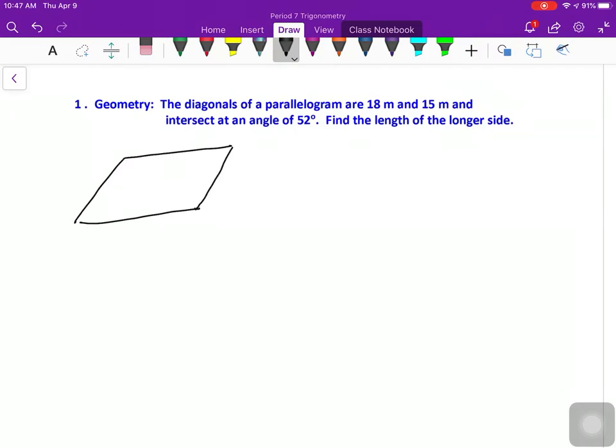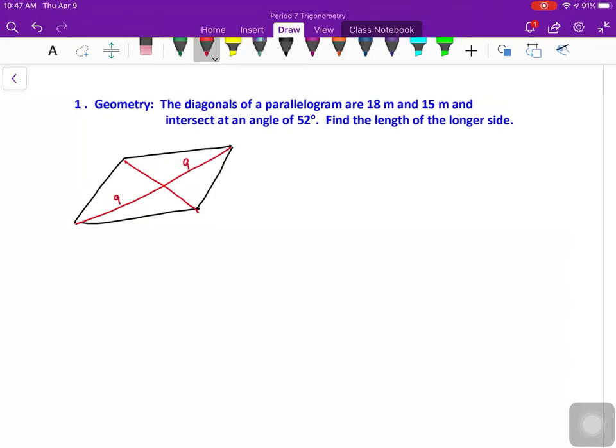This first one doesn't involve navigation. It talks about a parallelogram. So I'm going to go ahead and draw a parallelogram. And a parallelogram looks something like this. We know the opposite sides are parallel. And then we're talking about the diagonals. It says the diagonals are 18 and 15.